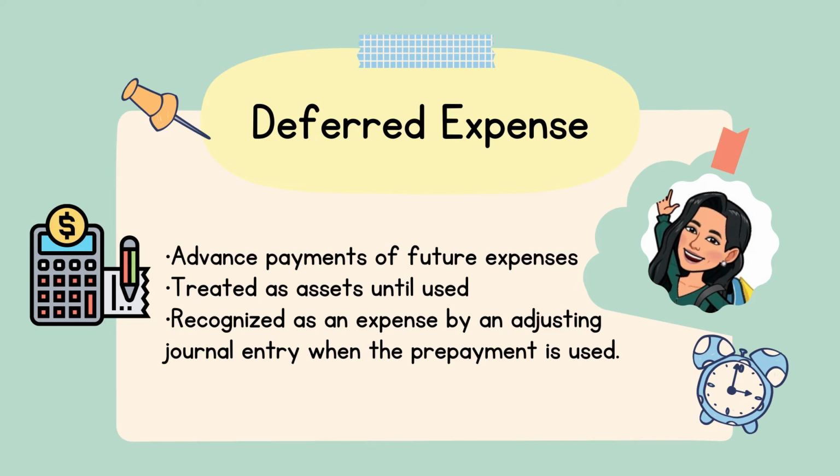Now we're gonna start with the first type, which is deferred expense. Advance payments of future expenses, treated as assets until used. Recognized as an expense by an adjusting journal entry when the prepayment is used. So, deferred expense, I paid in advance before it's incurred, before it's used. So it's going to be treated as an asset until used.